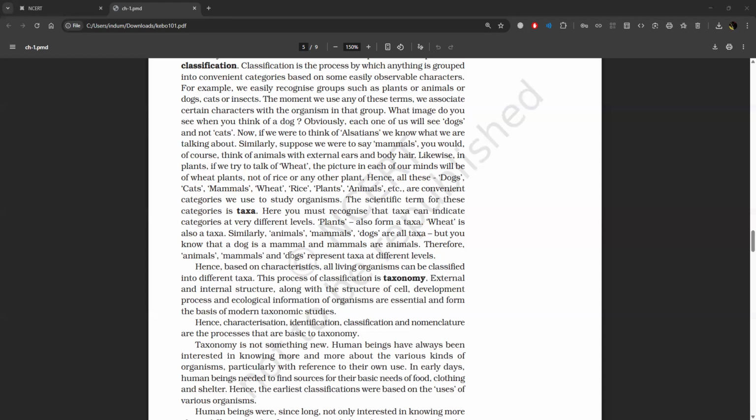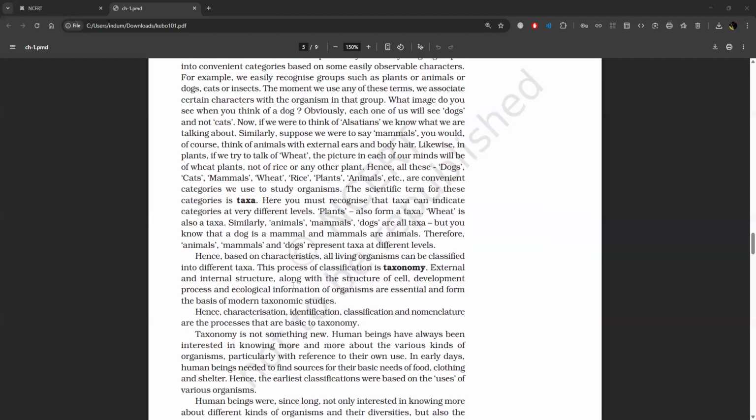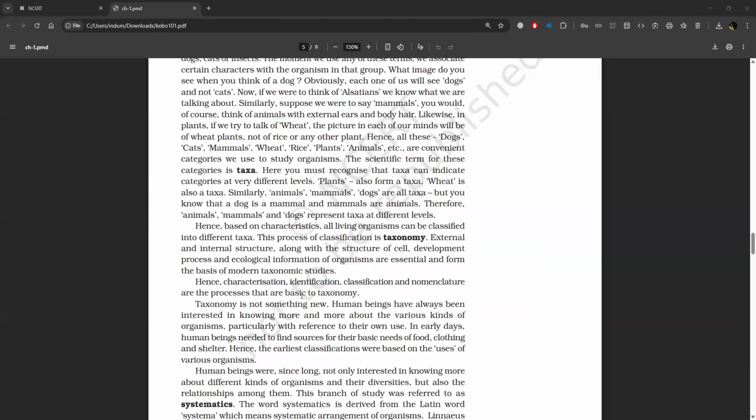Hence, all these dogs, cats, mammals, wheat, rice, plants, animals, etc. are convenient categories to be used to study organisms. The scientific term for each of these categories is taxa. Here you must recognize that taxa can indicate categories at very different levels. Plants also form a taxon. Wheat is also a taxon. Similarly, animals, mammals, dogs are all taxa. But you know that a dog is a mammal and mammals are animals. Therefore, animals, mammals, and dogs represent taxa at different levels.